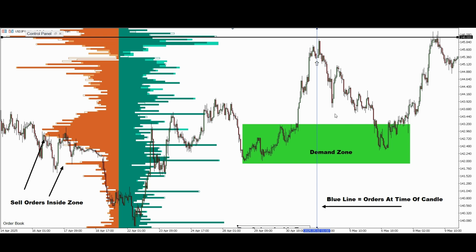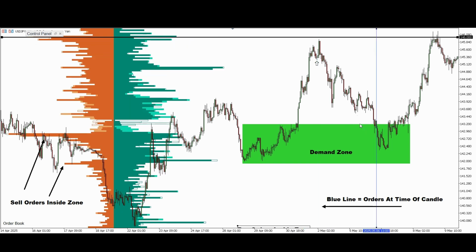Price taps the zone, the cluster of sell orders begins to disappear, and then price stabilizes and refuses to continue lower. This is institutional absorption in action. The only way price can stop falling and reverse upward while sell orders are being triggered is if there is more aggressive buying than selling. That's exactly what a valid demand zone is supposed to show.